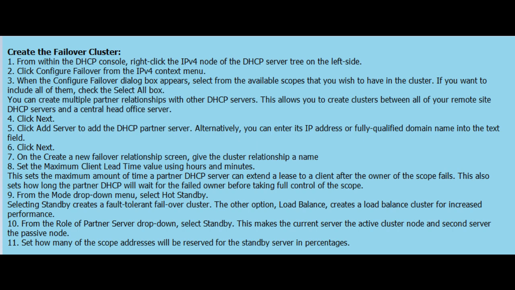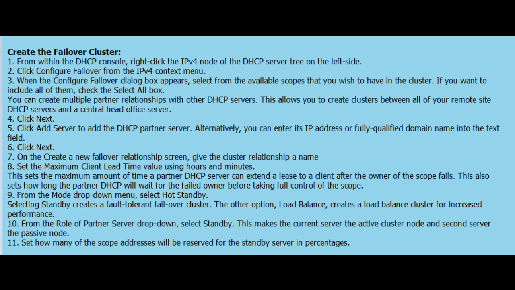Selecting Hot Standby creates a fault-tolerant failover cluster. The other option, Load Balance, creates a load balance cluster for increased performance. 10. From the Role of Partner Server drop-down, select Standby. This makes the current server the active cluster node and the second server the passive node.